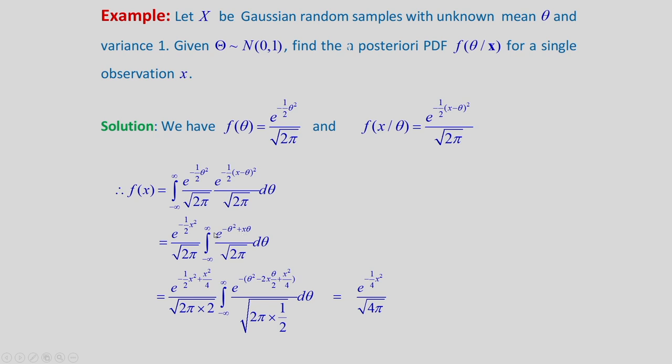So, we can take out all the terms involving x only. That way this e to the power minus half x square will come out, and then we can make it a whole square so that it may be expressed as a Gaussian. So, we add x square by 4 and subtract x square by 4 here. This part will be a Gaussian now, and the integration of the Gaussian is equal to 1. Therefore, what we are left with is e to the power minus one fourth of x square divided by root 4 pi.